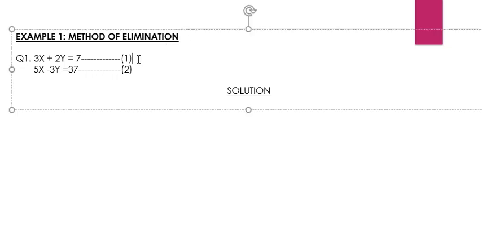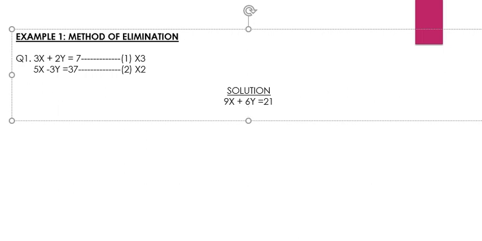So we're going to do this quickly. We're going to multiply equation 1 by 3, and we're going to multiply equation 2 by 2. So let me bring it down here. When you multiply equation 1 by 3, remember, we are multiplying the whole equation by 3, right? So we're getting 9x plus 6y, giving us 21.